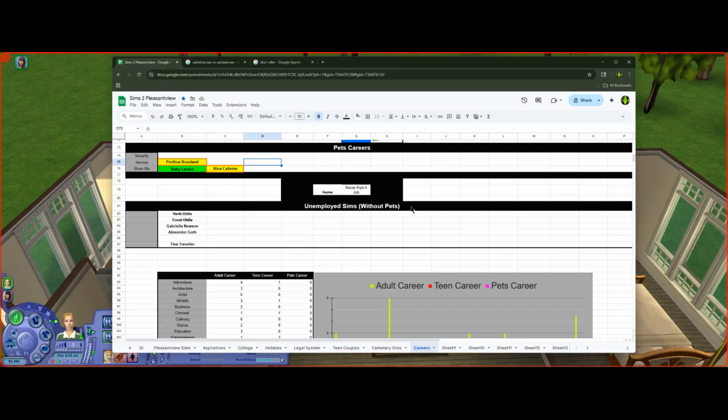So yeah, unemployed Sims. These are Sims that never had a job or never wanted to get a job or anything. So Herb and Oldie have a slash through their name because they never had a job before they died. So they died without ever being employed in a career. Right now, Gabriella, Alexander, and Tina are all unemployed in their careers. And I'm actually going to add Georgia Newsom to this as well. Oh my gosh.